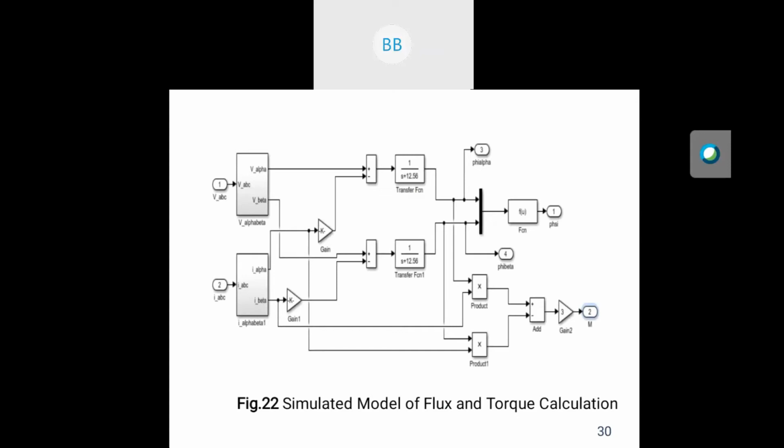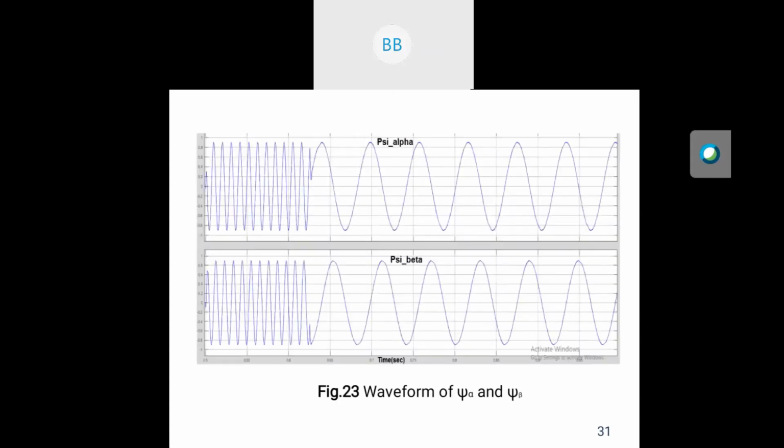And as a result, the waveforms of psi alpha and psi beta come out like this. Here the maximum value of psi alpha is 0.9 and the minimum is minus 0.9 in both the waveforms of psi alpha and psi beta.